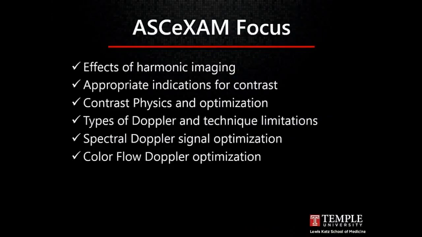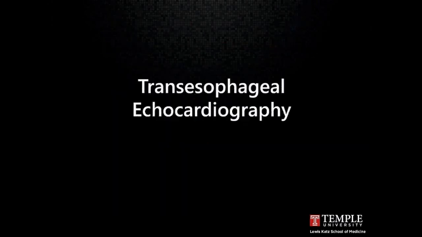So in the exam, these things can be touched upon by talking about effects of harmonic imaging. How does it affect your images? Appropriate indications for contrast, contrast physics and optimization, which we'll talk about later. Types of Doppler and technical limitations, but also spectrals, and I think these are more important, spectral Doppler signal optimization, as well as color flow optimization. These are all considered part of the normal echo exam.